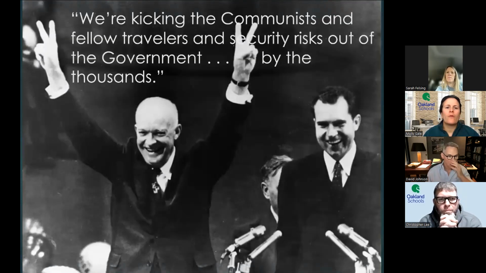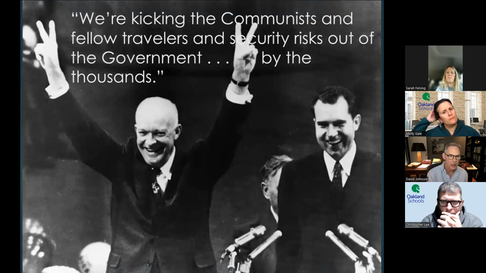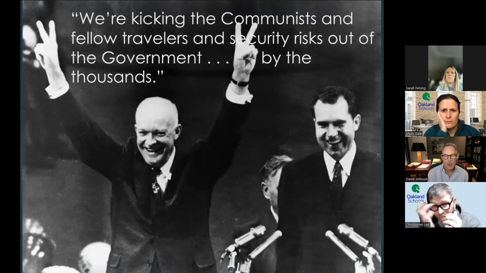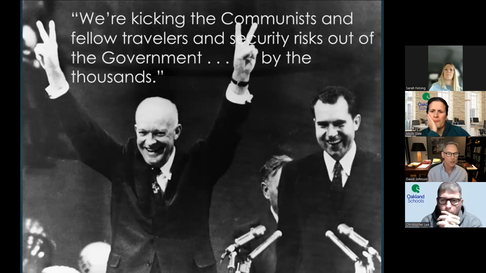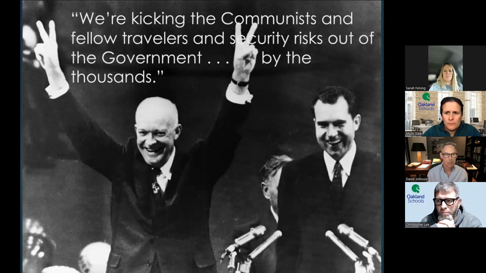And it allowed Eisenhower and Nixon to boast the next year that they were kicking the communists and fellow travelers and security risks out of the government by the thousands, not by the hundreds, but by the thousands, right? And that formulation is important there. Communists, fellow travelers, and security risks, right? What is a security risk in that sentence? Right? I mean, it's kind of like the earlier versions we've seen, right, of treason and dishonor, right?